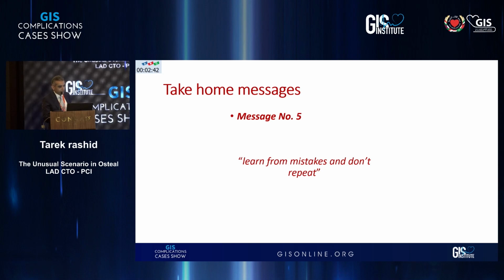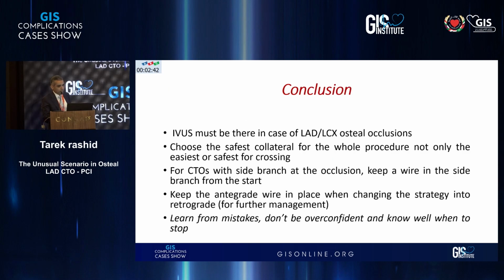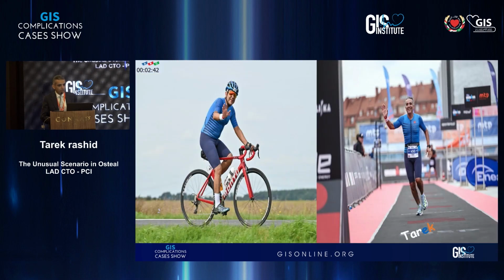And last one, you have to learn from your mistakes. So IVUS is mandatory in ostial LAD or ostial LCX occlusion. Choose the safe collateral, not for crossing, but for the whole procedure. Of course, you have to keep a wire in the side branch if you are going to do a CTO at a bifurcation, and keep this antegrade wire in place for further management by retrograde techniques, which is the reverse CART technique, and you have to learn from mistakes.